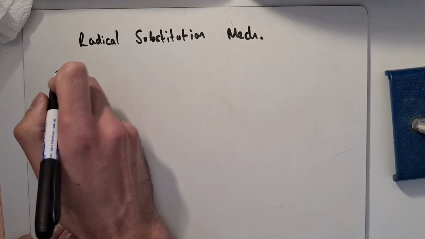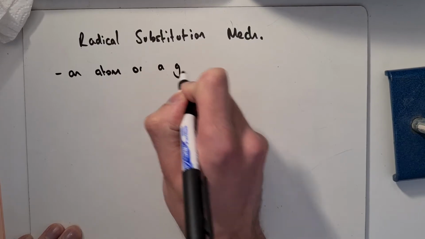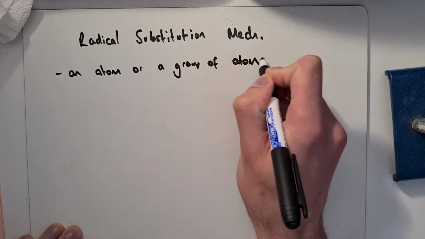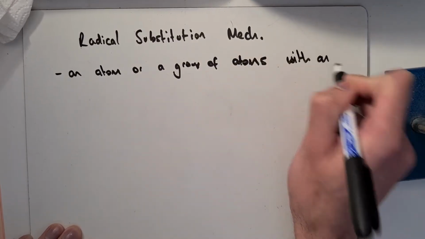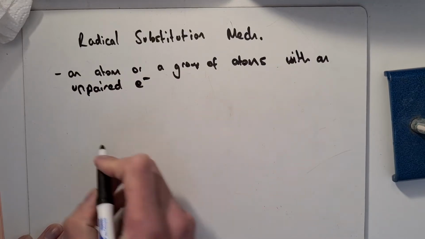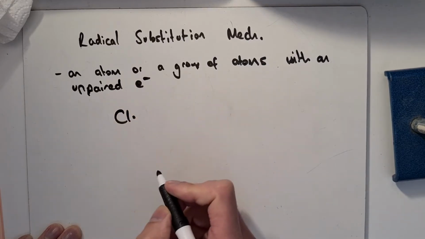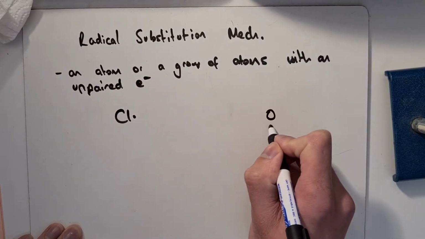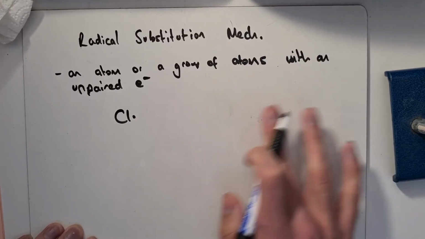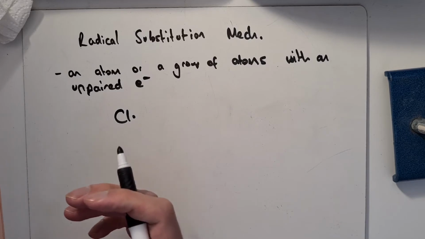So a radical is an atom or a group of atoms with an unpaired electron. A common one we're going to look at is chlorine. You may have seen a lone pair drawn before. So oxygen, when it's bonded, has two lone pairs, so we draw the pairs of electrons in. In a radical, we draw a single dot to represent an unpaired electron.